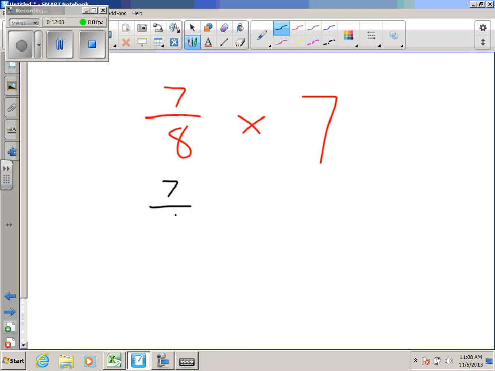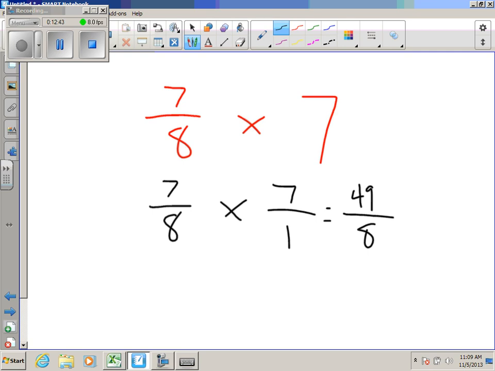Fraction form, 7/8 is good, but the whole number 7 is not quite yet until I put it into 7 over 1. Okay, so 7 and 8, can I divide them both by the same thing? No. How about 7 and 1? Well, no, I can only divide them by 1. It's not going to do me any good. So I just have to multiply. 7 times 7, 8 times 1.